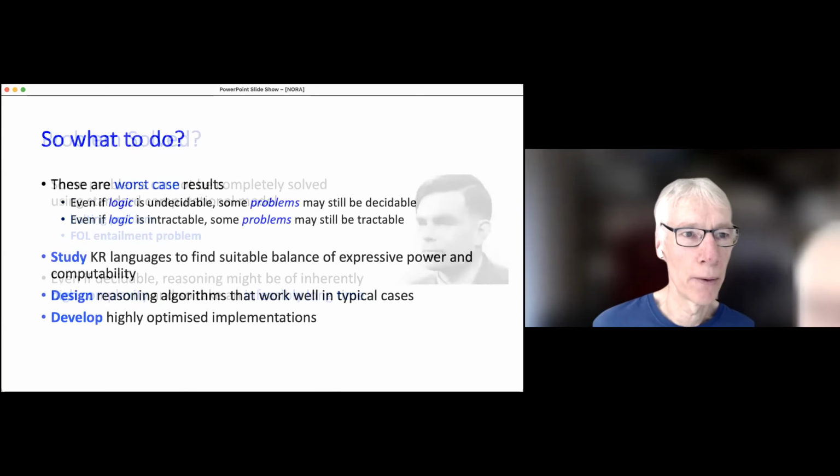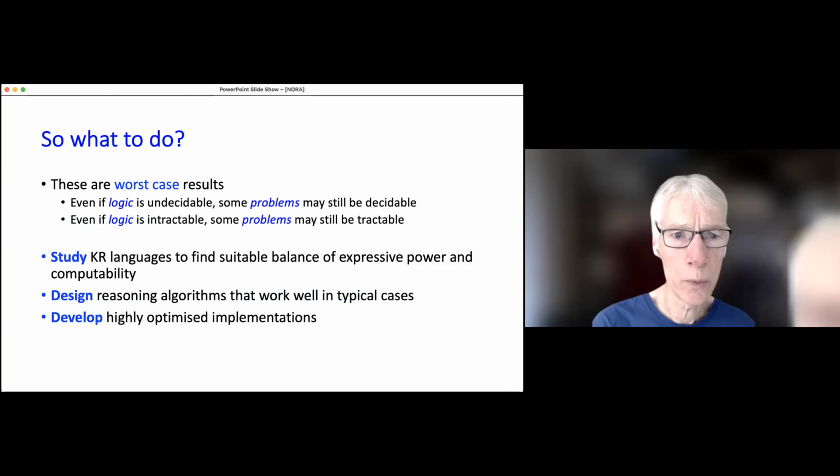So what to do about that? Well, we obviously can't change these complexity results, but what we can do is take a more nuanced view of them. In the first place, we should understand that these are worst case results. So even if the logic as a whole is undecidable or intractable, it doesn't mean that we can't quite effectively solve some problems in that logic. And it may be the case that in realistic applications, the actual problems that we are called on to solve turn out to be not so difficult.